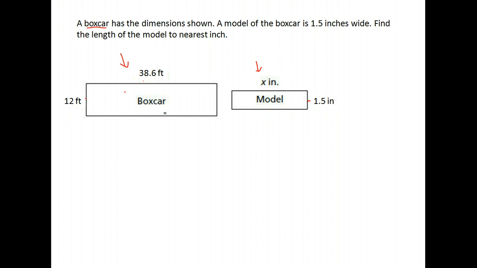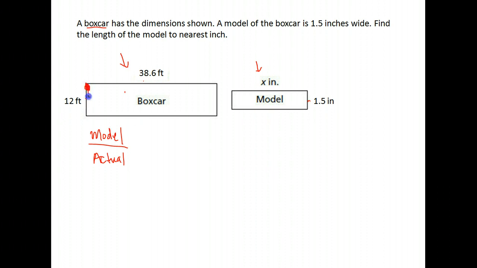Okay, so let's set up our figure again, and when we're doing this, we'll put the model on the top and the actual boxcar on the bottom. Okay, so let's match up our corresponding sides. It should give us two fractions, one for the width and one for the length.